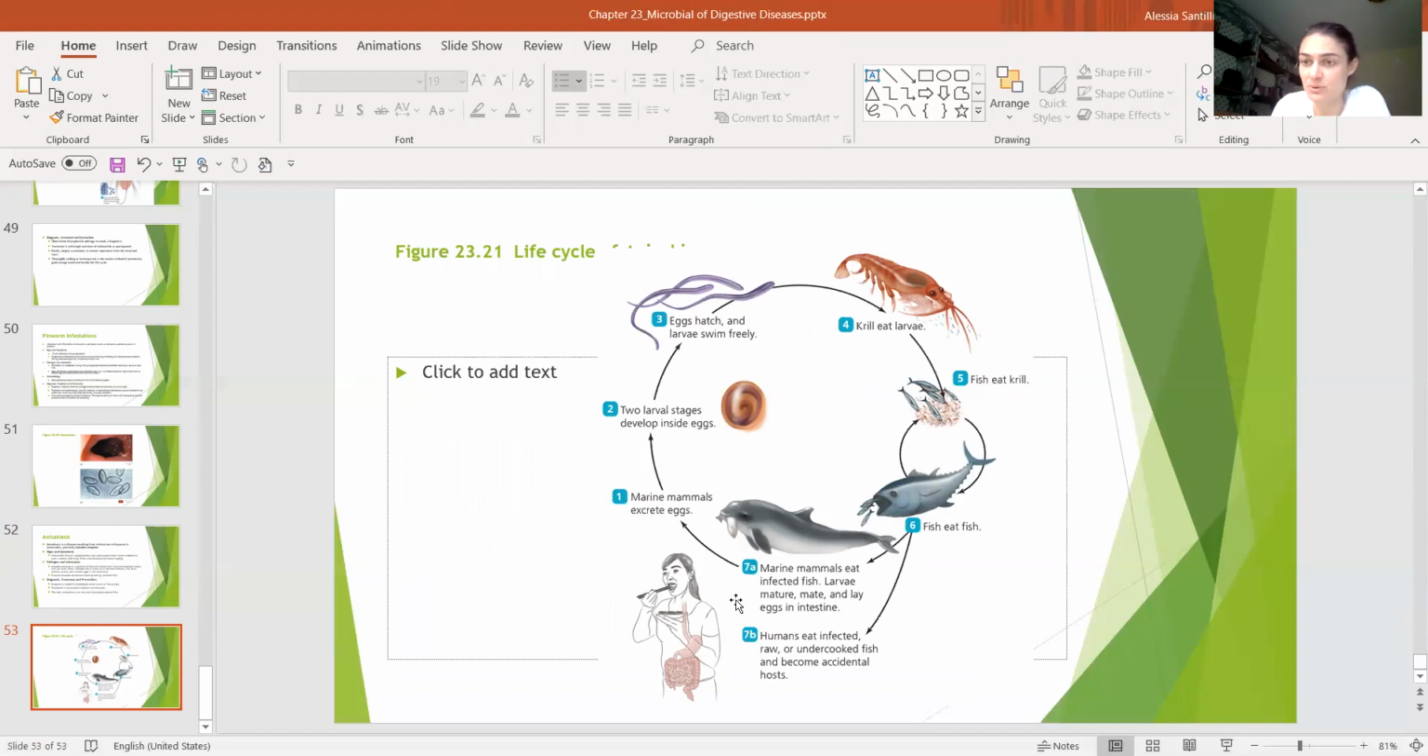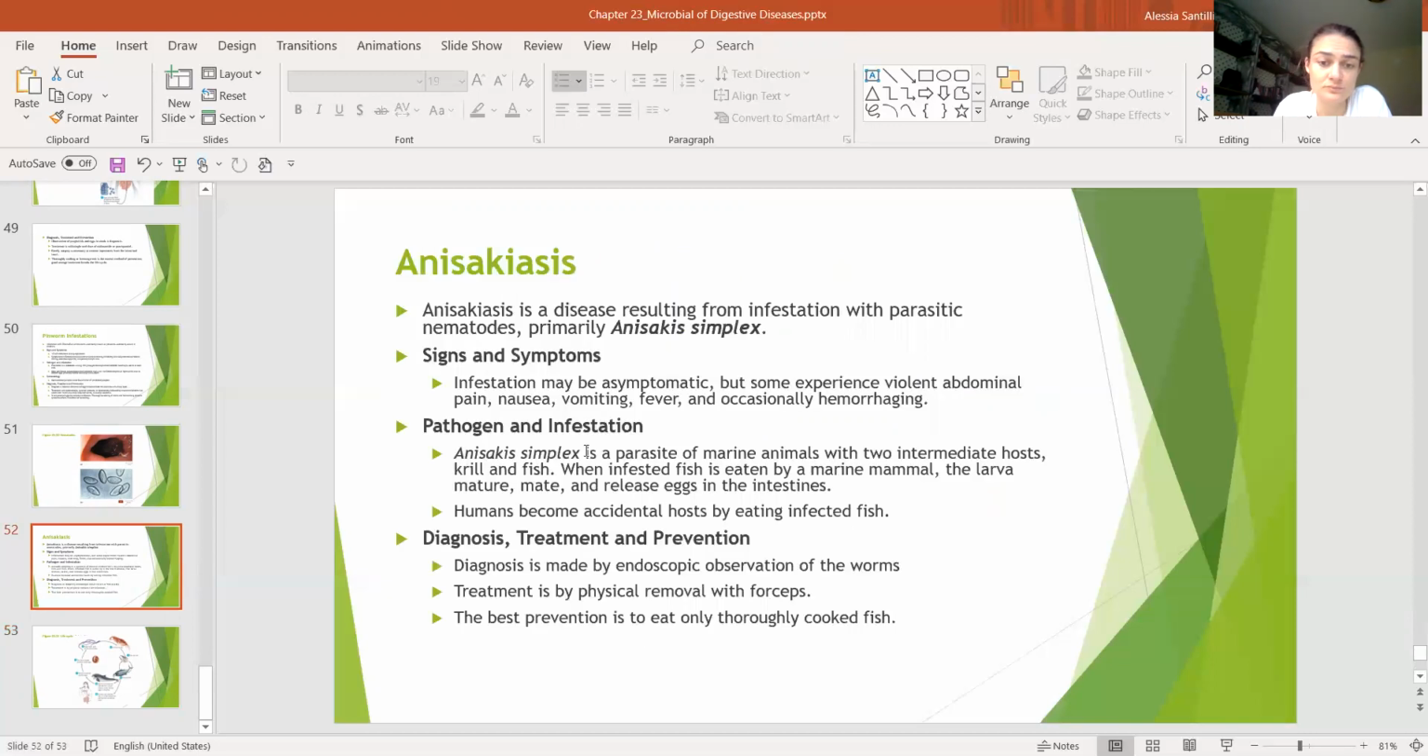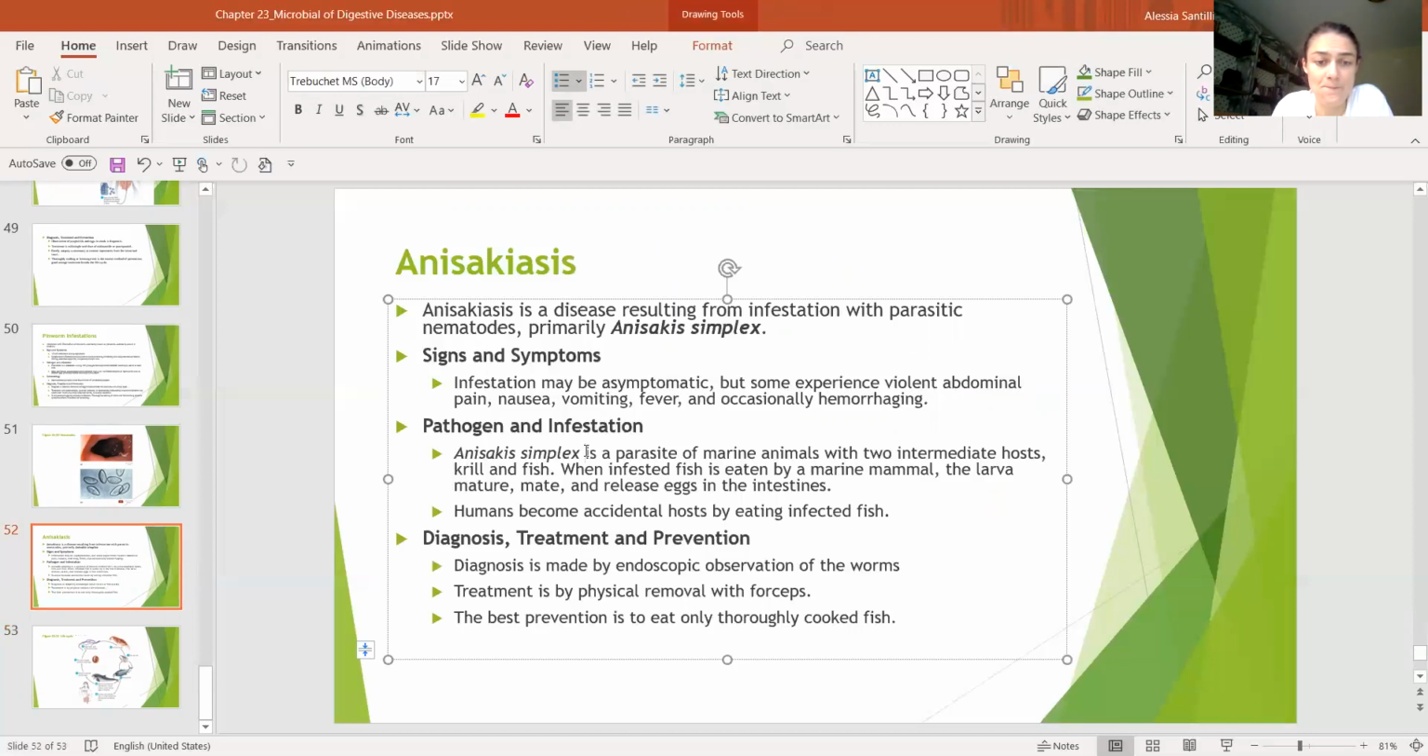So humans are not actually part of this cycle, but we can be accidental hosts, and actually dead end hosts, because once the worm gets to us, it doesn't spread. But we can get it by eating raw or undercooked fish, basically infected raw fish. So humans become accidental hosts by eating infected fish.